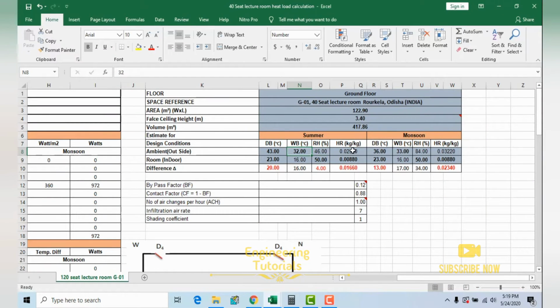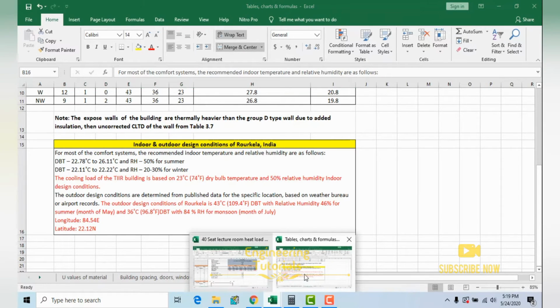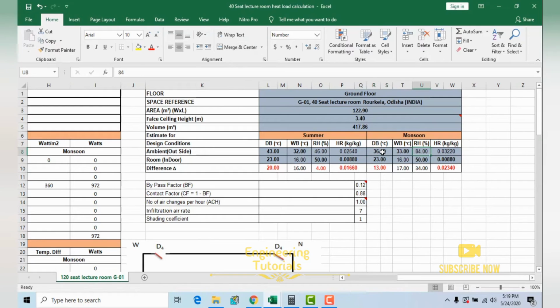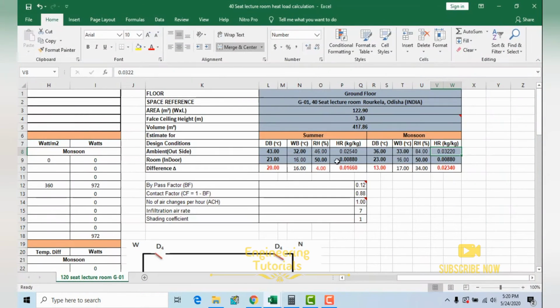So 32 and 0.0254. So in the same way, you know that monsoon outside dry bulb is 36 from here, with relative humidity 84% for monsoon. So we know that outside dry bulb temperature, we know that relative humidity. So same way you can get the wet bulb and humidity ratio from this psychrometric calculator.